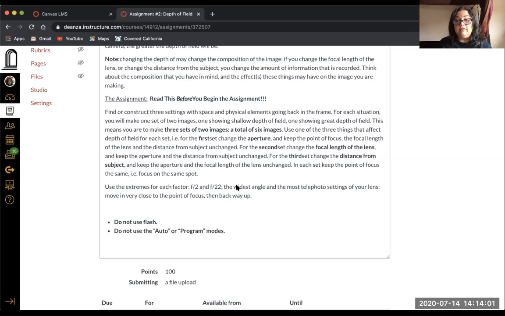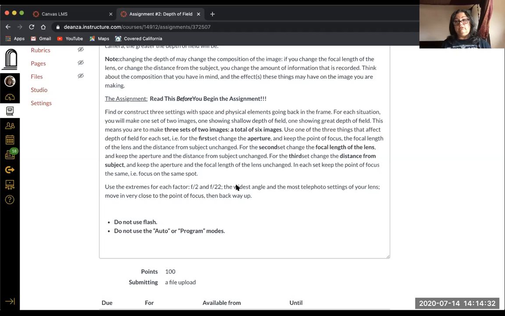The second part is to change the focal length of the lens. So almost all of you have zoom lenses. If you do not, and you only have one fixed focal length lens, let me know. But most of you have zoom lenses that have a wide angle portion, a short portion, and then a telephoto portion, a longer portion. So in this set, you'll also make 2 images, one showing shallow depth of field, one showing great, using the focal length of the lens to change the depth of field.